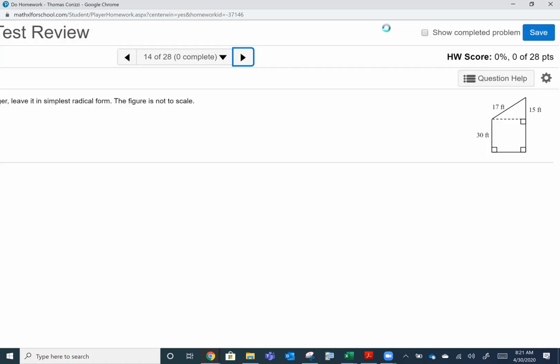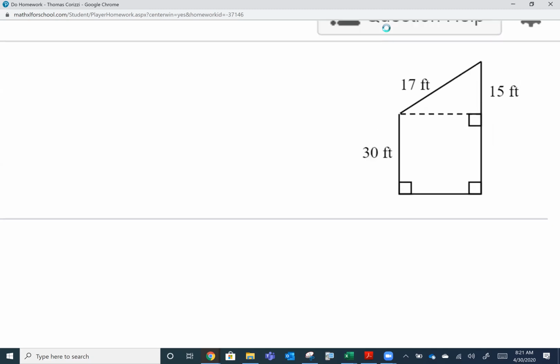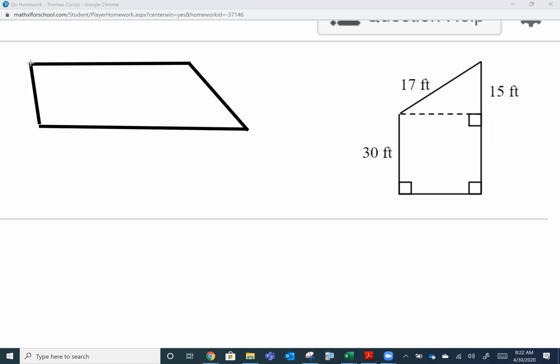That's another trapezoid problem. Okay, this trapezoid problem is a little bit more difficult because there's an extra step to it. So what I'm going to do is just redraw it so that we can see it in a different way, because it's easier to see this problem when you look at it like this. So obviously it's a little bigger.